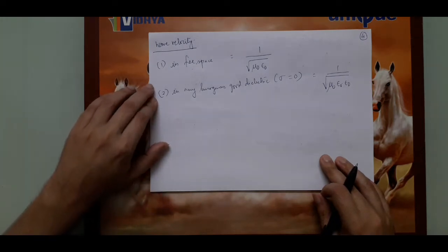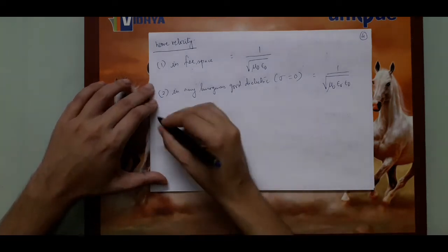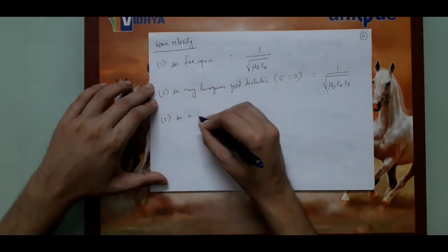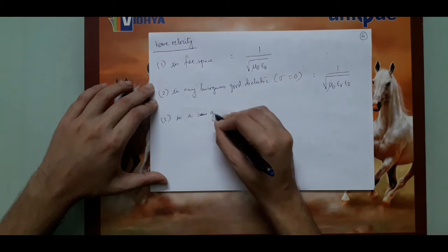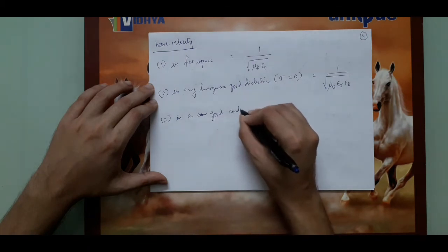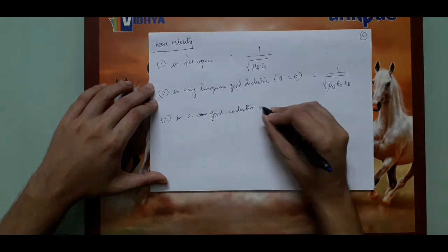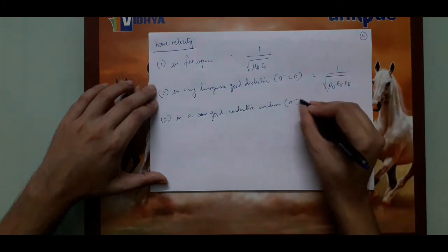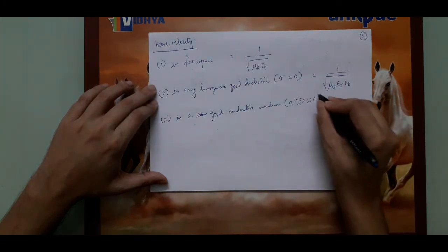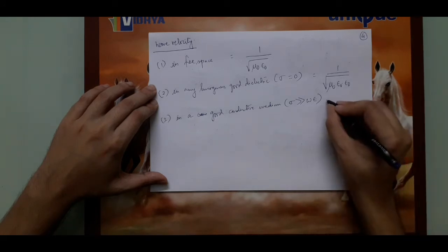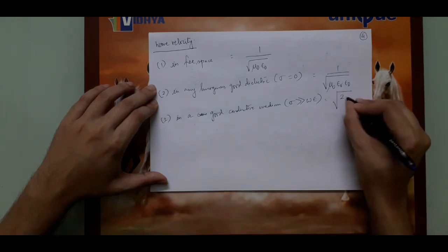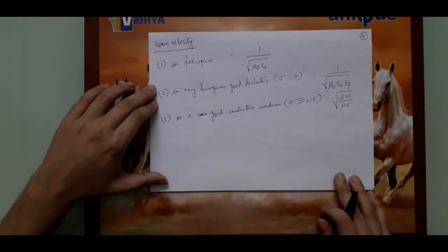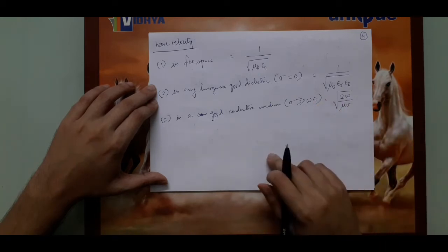Now third is in a good conductive medium, where sigma is much more than omega epsilon. We just proved that the velocity is nothing but root of 2 omega divided by mu sigma. Now this is dispersive.